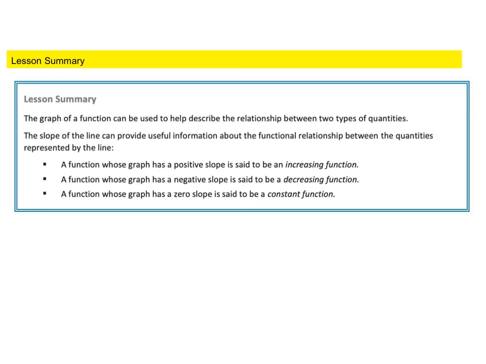All right, our lesson summary today says that a function whose graph has a positive slope is increasing. A negative slope is decreasing. And zero slope, when it's just a straight line, it's just a constant function. It's not increasing or decreasing. It's just stagnant. It's constant. Okay, let's look at our exit ticket before you guys get into it.